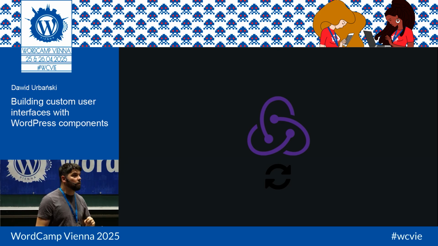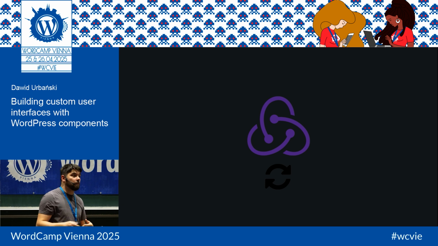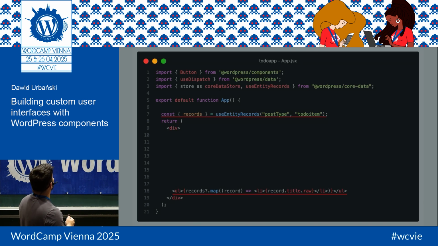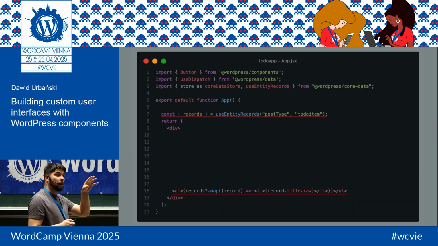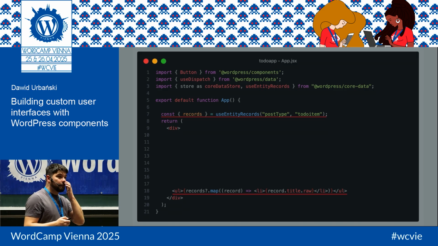And this is important because in the next step, we will display those to-do items. So we will use another hook, use entity records, but this comes now from WordPress core data. And this is the thing, the magic thing that will do all the work for us in the background. Because from this hook, we get records, and we just say, hey, post type to do item, and this will give us like all the to-do items. We just loop through them, and we just display the title. That's as simple as that.